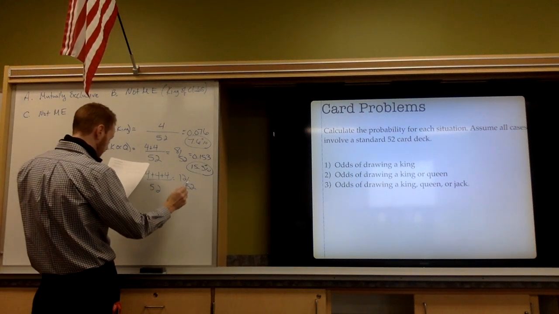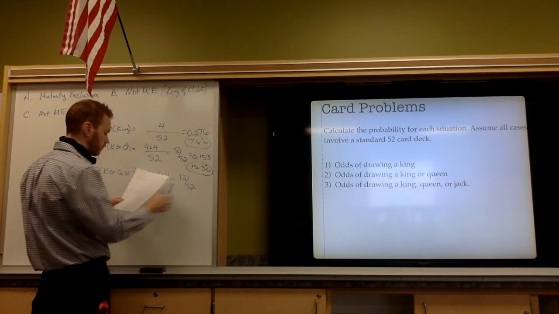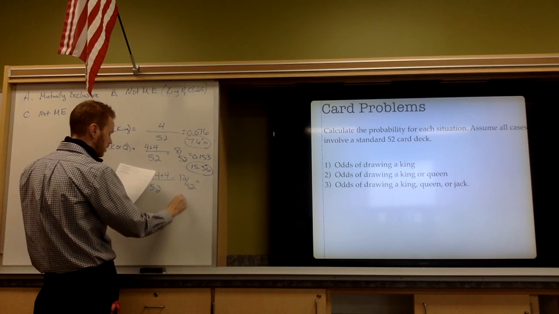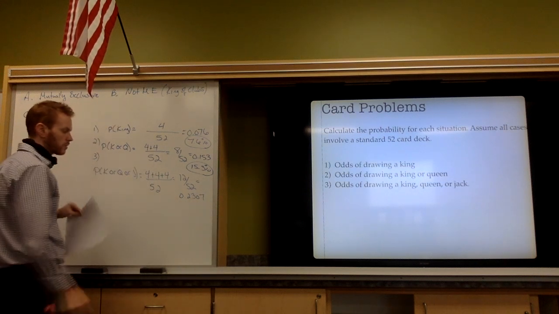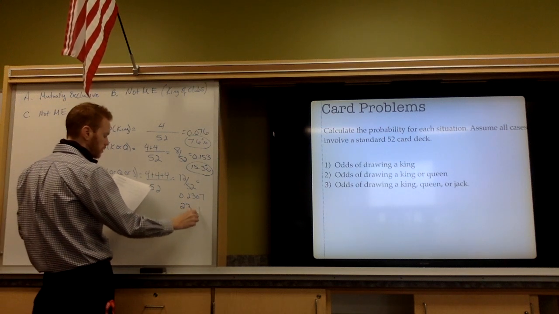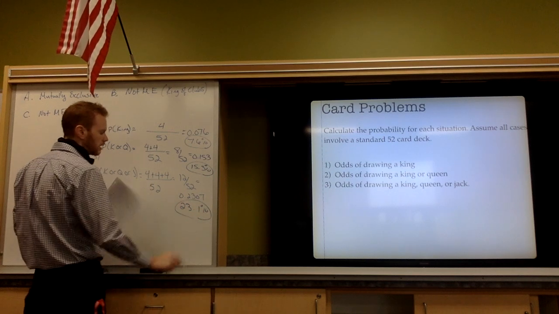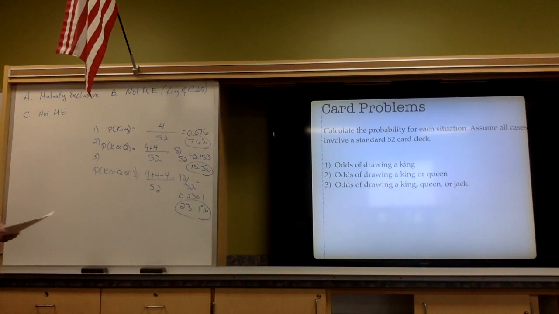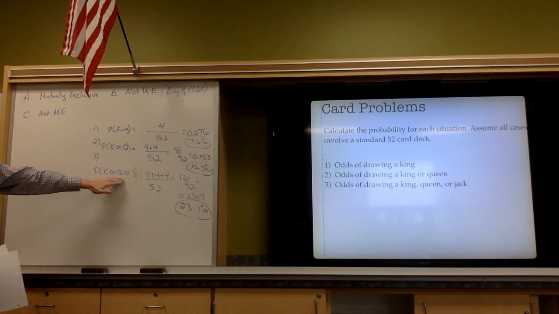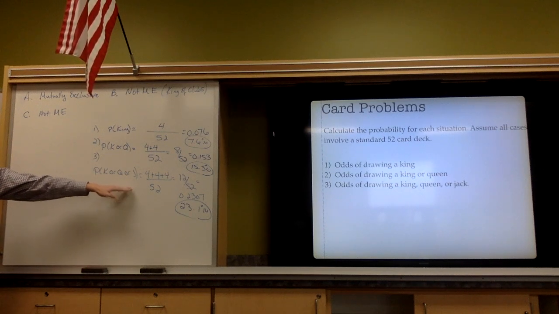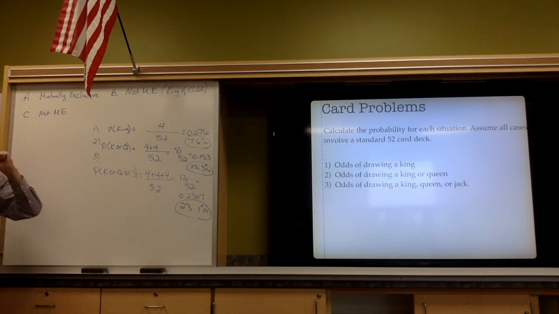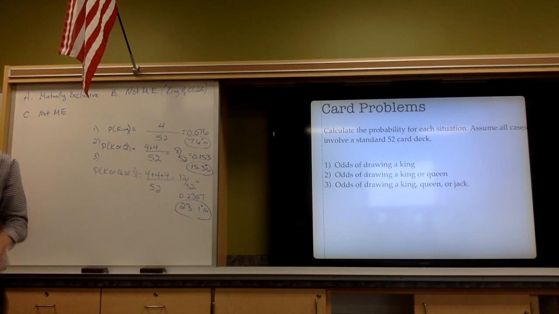And for that guy, looking at the wrong part, okay, we get 0.2307 or 23.1%. If I round a little bit, so a 23% chance that the first card I select is a king, queen, or jack. Okay? So if I have 5 things listed here, you list all 5 at the top and put the total. All right?